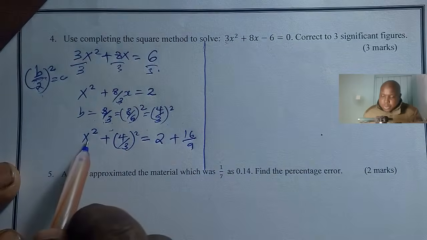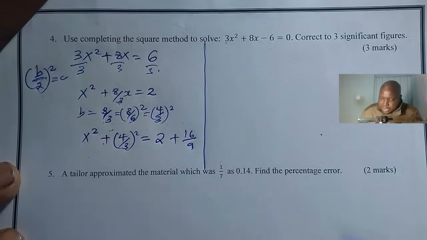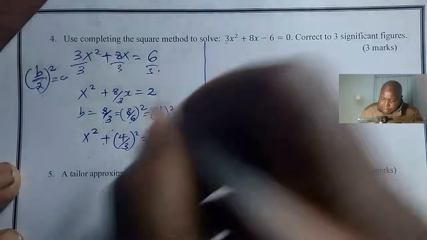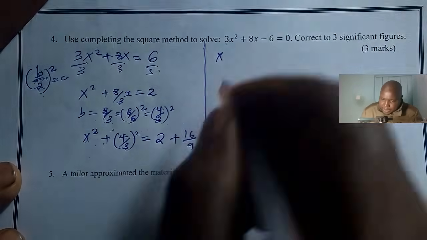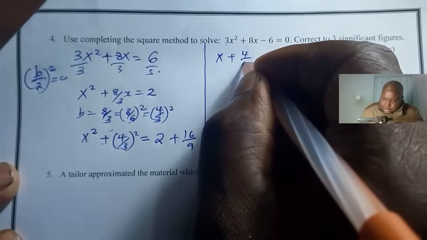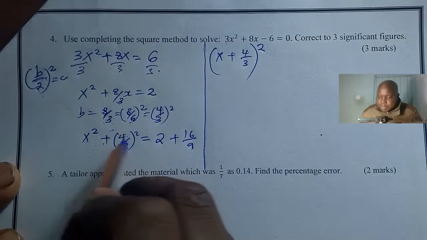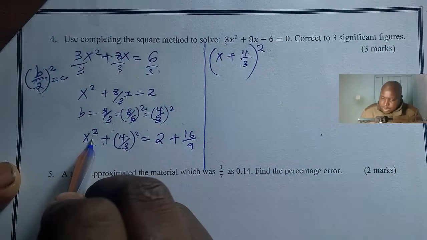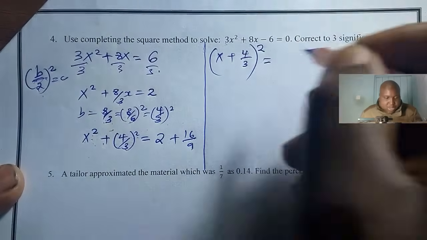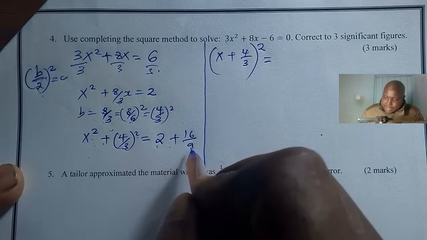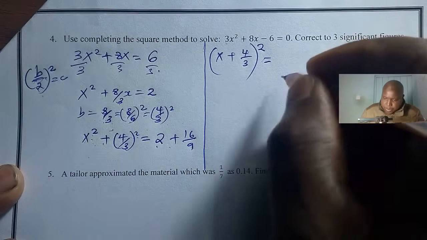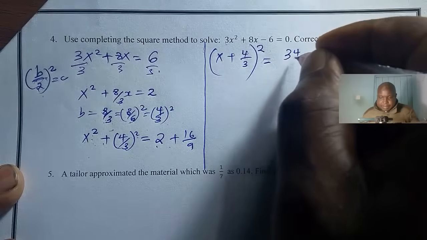Let's combine this and this. Both of them have a square, so we can take x plus 4/3, then put a square here, because each of them has got a square. The square is the common factor here, which is equal to 2 plus 16/9. Use your calculator, you will get 34/9.